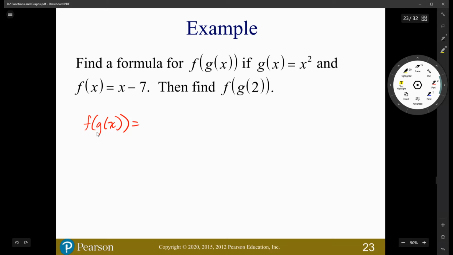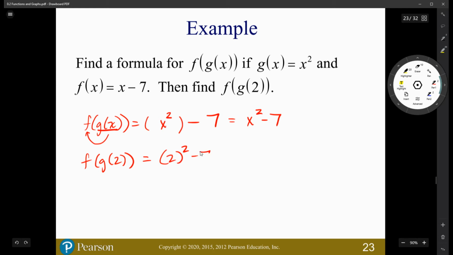So we're going to take the function g and plug it into the function f. So the function f is x minus 7. Instead of x, we're going to plug in the entire function g. It's x squared. So this f of g of x is x squared minus 7. Finally then, what is f of g of 2? Well, that would be 2 squared minus 7, or 4 minus 7, which is negative 3.